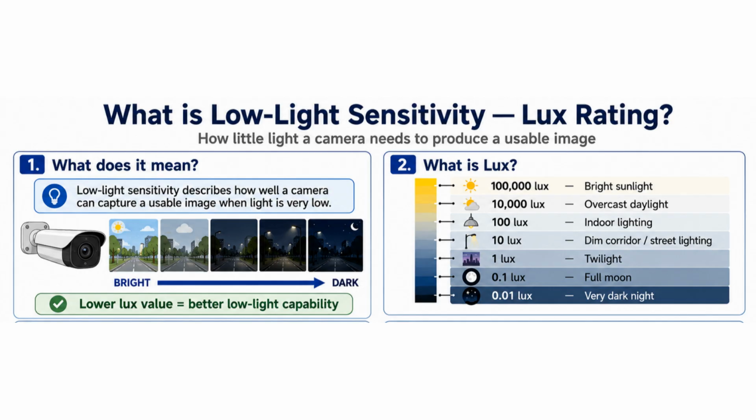Indoor lighting may be around 100 lux, twilight is close to 1 lux, and a very dark night may be around 0.01 lux. A camera with a lower minimum lux rating can generally operate in darker conditions. So a camera rated at 0.01 lux should require less light than one rated at 0.1 lux. However, the rating only indicates minimum illumination. It does not automatically guarantee a clean, sharp, or noise-free image.